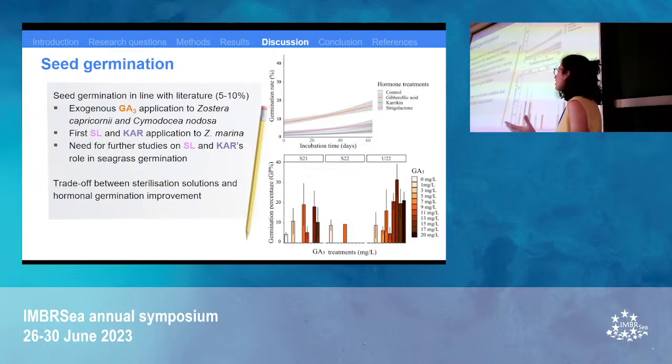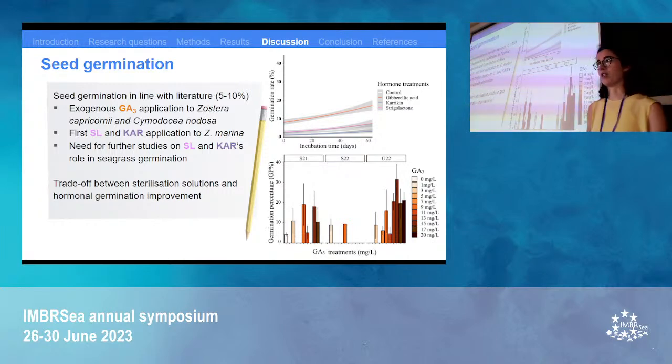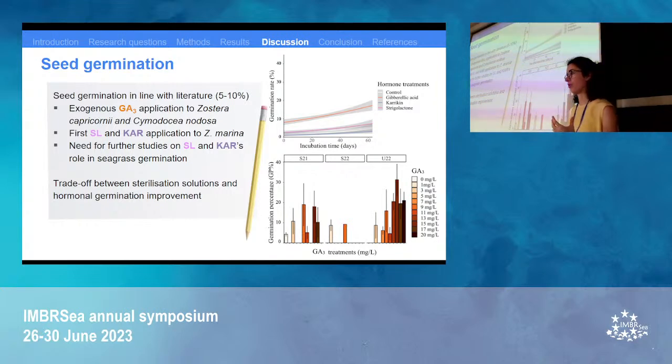Whereas for karrikin and strigolactone, this was the first known application of these hormones to this plant. So of course we do need to carry out further studies because the hormones' effects are quite complex, but also they're most likely species specific. And then lastly, we hypothesized that there was a trade-off between the sterilization solutions that I mentioned before and the hormonal germination improvement.